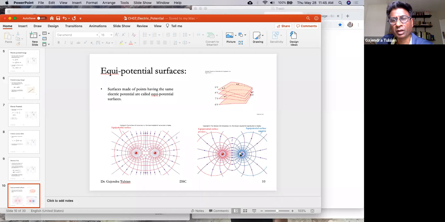So around the dipole, those are the equipotential surfaces, and the field lines are also shown. Since this is a negative charge, the electric field lines are pointing in this direction. So this is at a higher electric potential than this surface. And that's what's shown here.